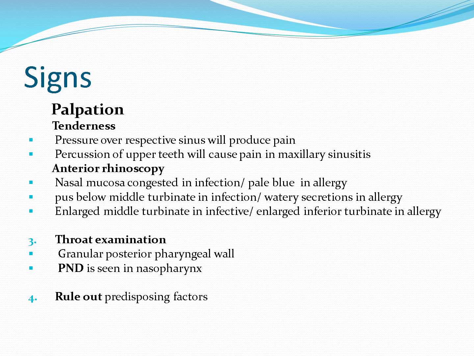So in anterior rhinoscopy, nasal mucosa will be congested in cases of infection and will be pale blue in color in cases of allergy. In cases of vasomotor rhinitis, mucosa will be red in color, that is congested mucosa. In acute infection, pus will be seen in the middle meatus, because all the anterior group of sinuses open in the middle meatus. There will be thick yellowish secretions in cases of acute rhinosinusitis. In cases of allergy, secretion will be watery in nature.